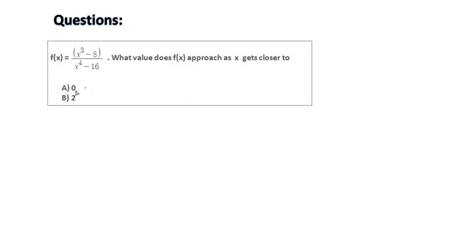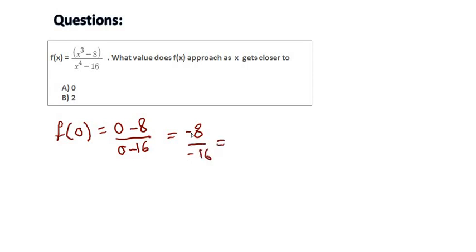In this case, when we have specific numbers, we substitute the number we have in the function. Firstly, we find f of 0. F of 0 is 0 cubed, which is 0, minus 8, over 0 to the power of 4, which is 0 again, minus 16. This is equal to negative 8 over negative 16, and this is half. So as the value of x approaches 0, the value of the function approaches half.